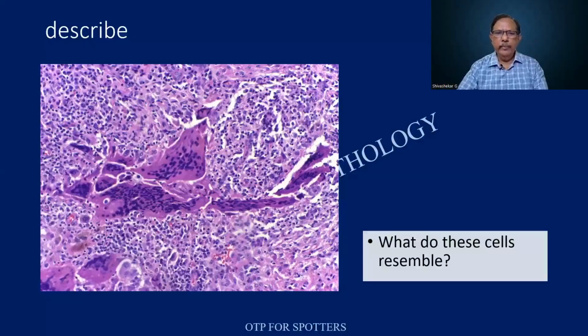Describe this one. Whenever you see a slide, try to identify the components. I am finding a large cell with multiple blue dots, that is the nuclei in this case. And all the remaining blue dots in the background are other inflammatory cells. What do these cells resemble? You will get an answer subsequently, but I'll tell you. They resemble an osteoclast, a multinucleated giant cell found in the bone.